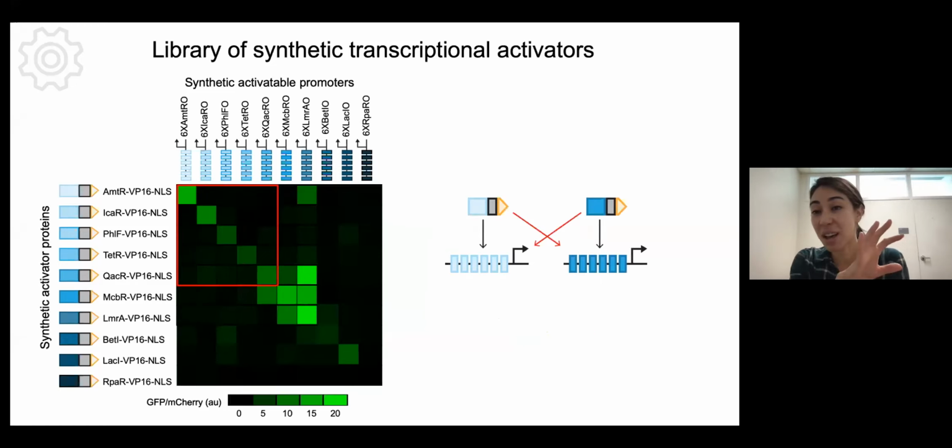Okay, so this is the region of this grid where the synthetic activators are very specific. These are able to turn on expression of just the promoters that they were designed to and not others in the set, which makes them the most useful for building synthetic circuits where we want promoters and transcription factors to be responsive to specific signals.